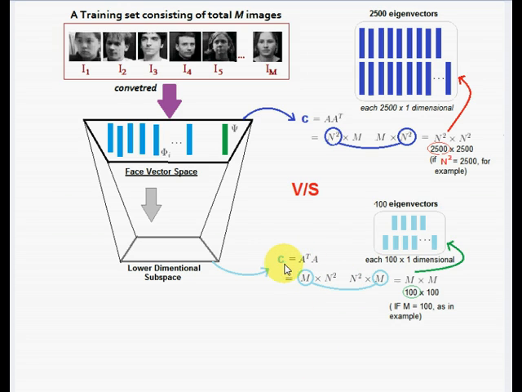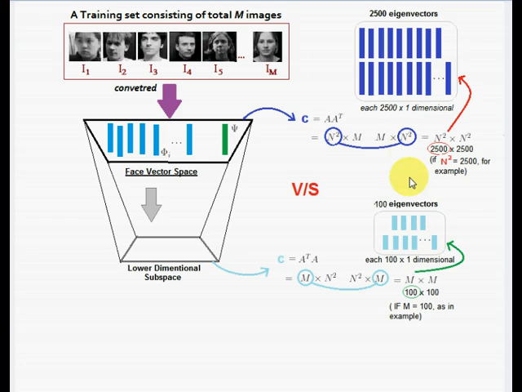Now, if this covariance matrix generates eigenvectors, they will be a total of M. You can say that the total number of rows in a covariance matrix gives you the total number of eigenvectors. I think that is how it goes. So it will give 100 eigenvectors at most, and each will be only 100 by 1 dimensional, whereas the eigenvectors in the higher dimensionality, the original dimensionality, were 2500 by 1.